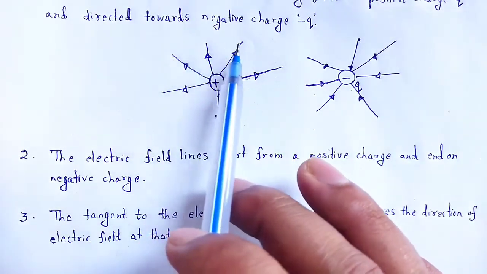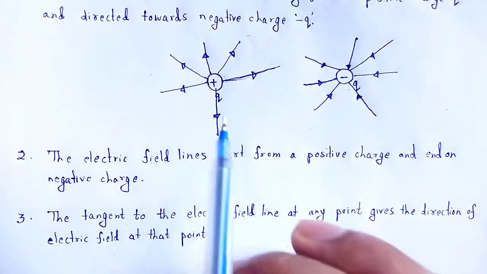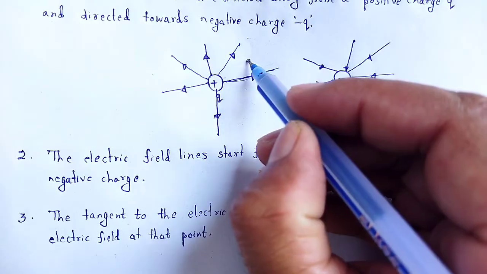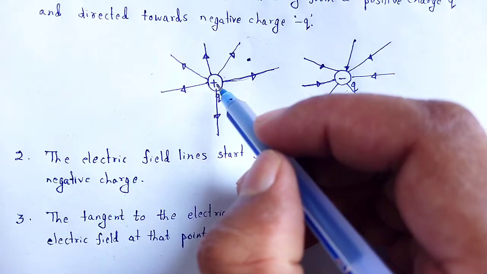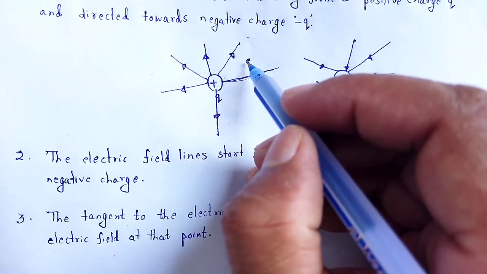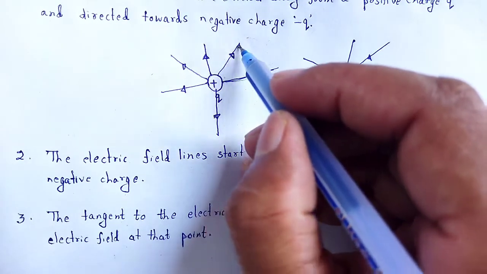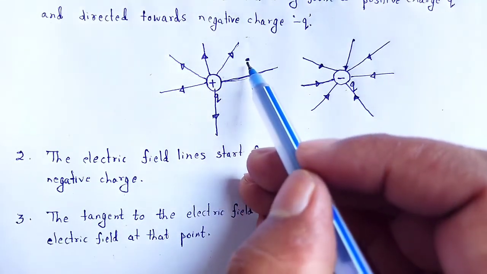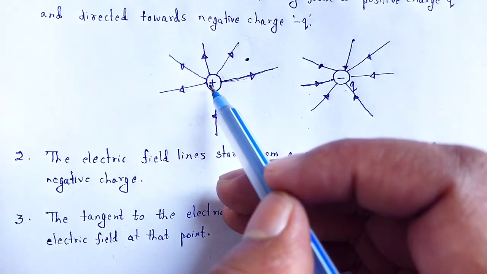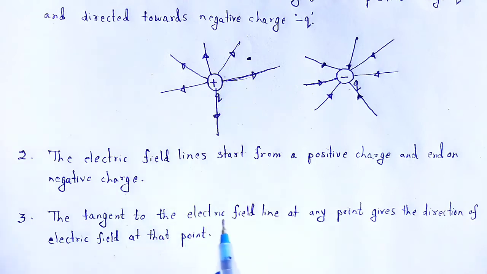Here is the electric field due to that positive charge. If I calculate what should be the direction of the electric field at that point due to the positive charge, then we have to draw a tangent to the electric field line at that point, and that tangent gives the direction of the electric field at that point due to that particular charge. Okay.